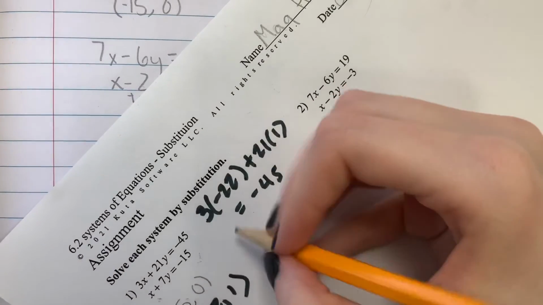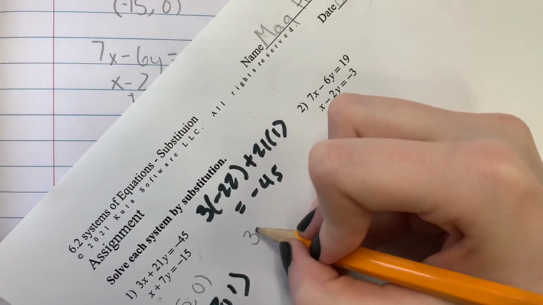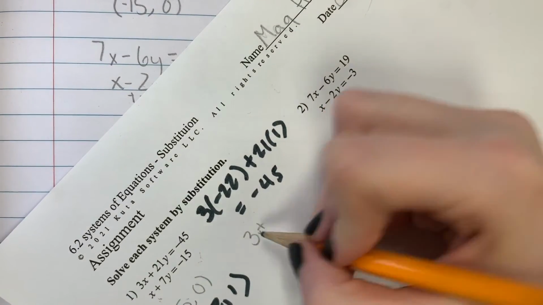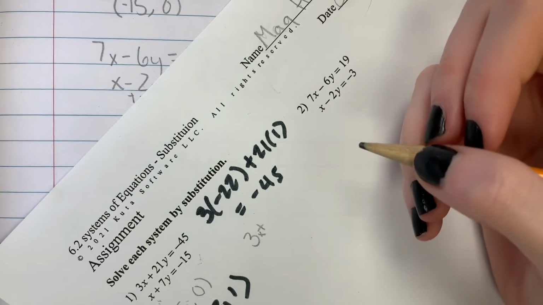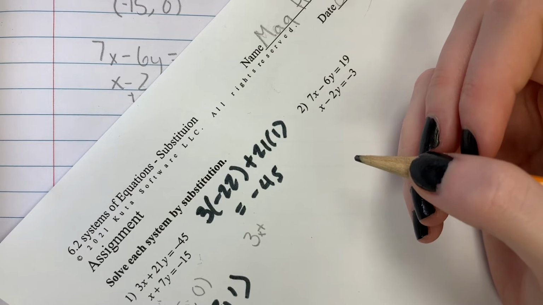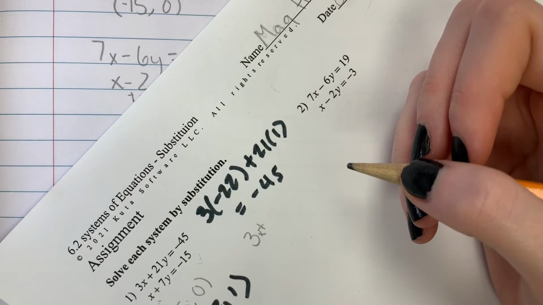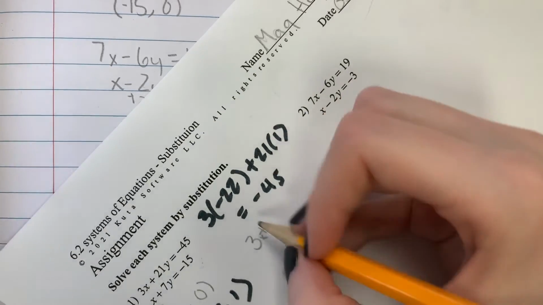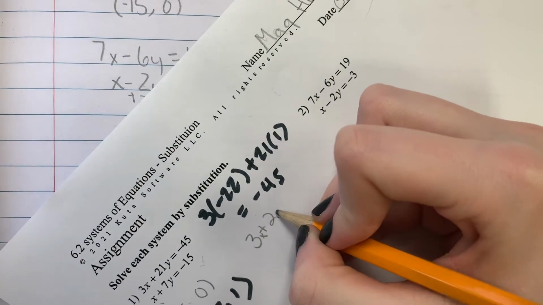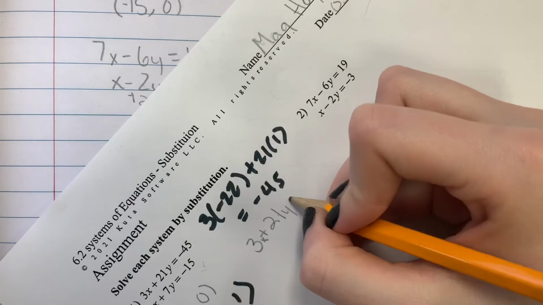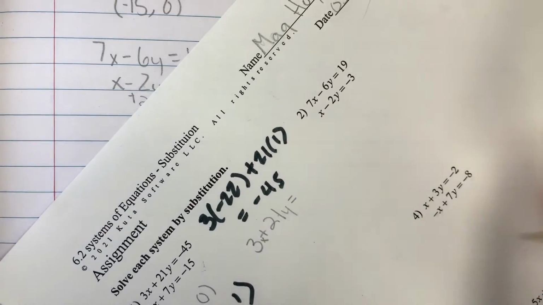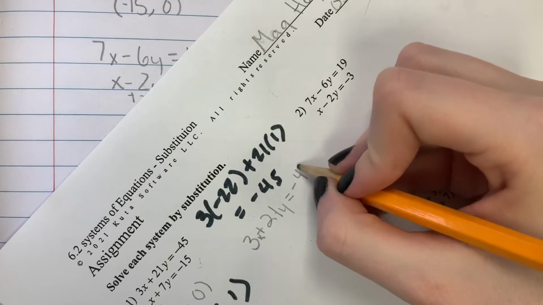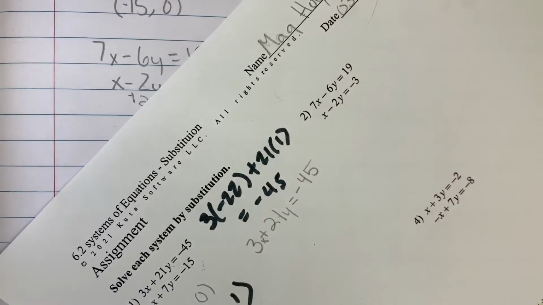Okay. 3x. That's 7 times 3. It was 21y. And then 15 times 3 is negative 45. So it just makes that problem.